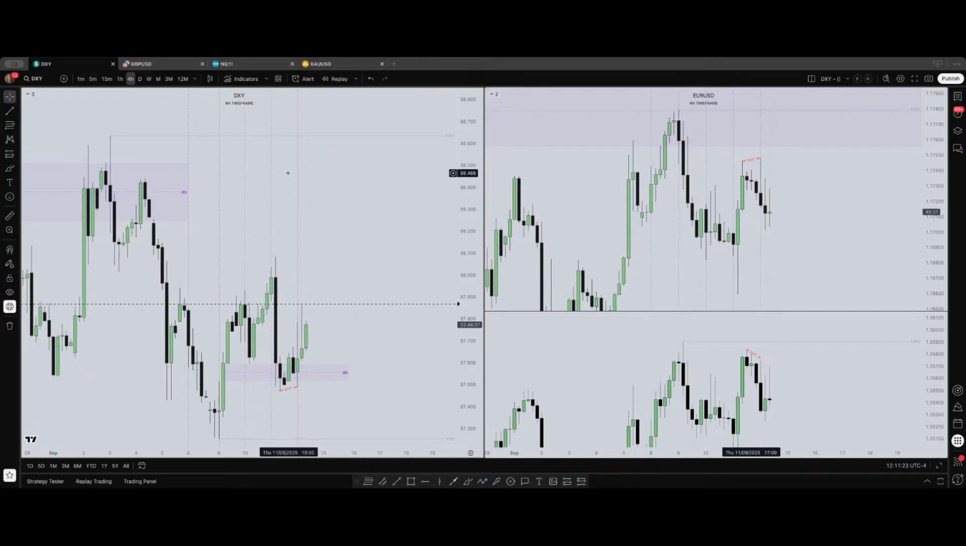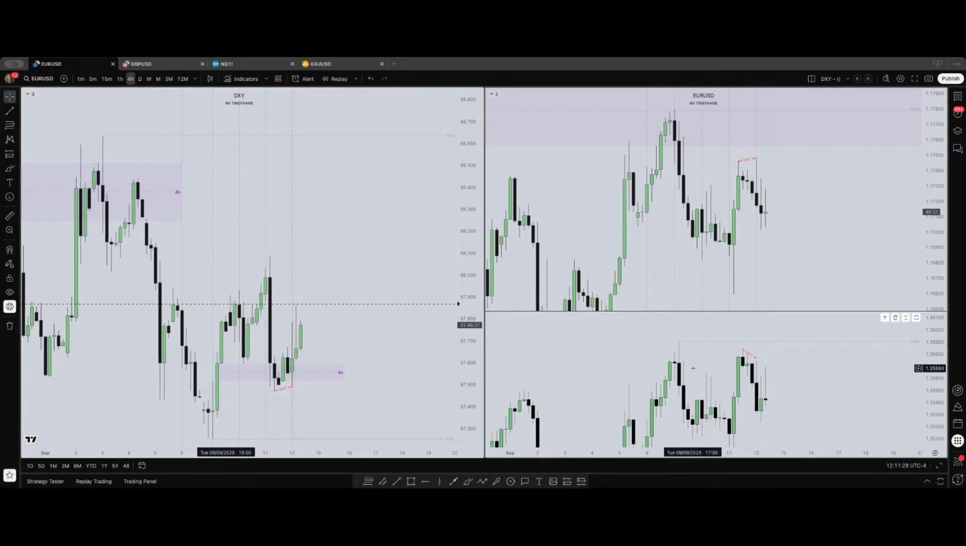So this is the dollar index, Euro USD, and GBP USD. We have this SMT divergence, and that was the trade where I took a short position.